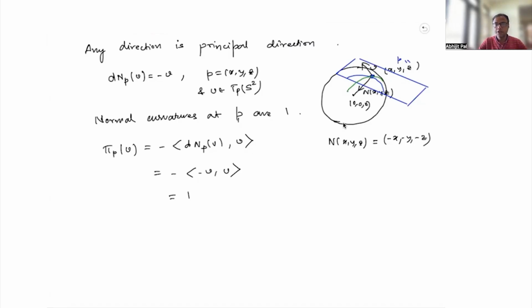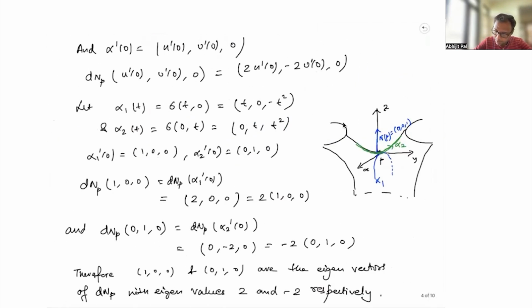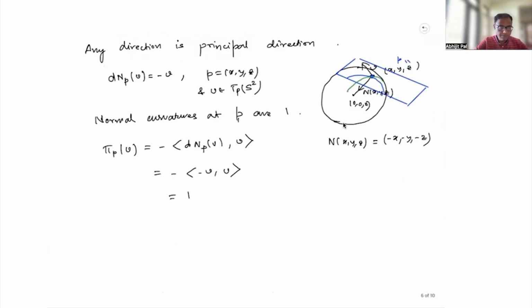Later on, we'll be describing Gaussian curvature. We'll see that the Gaussian curvature of the sphere is positive, whereas in this hyperbolic paraboloid, because one curve is bending away from the normal and another curve is bending towards the normal, the Gaussian curvature of this surface at this point P will be negative. Now let us do another example.